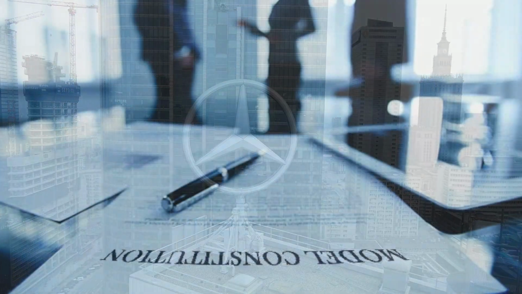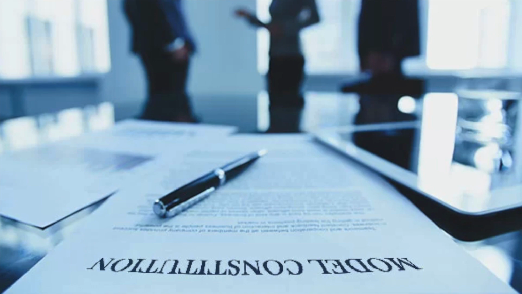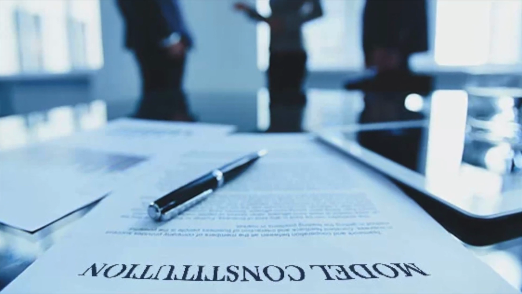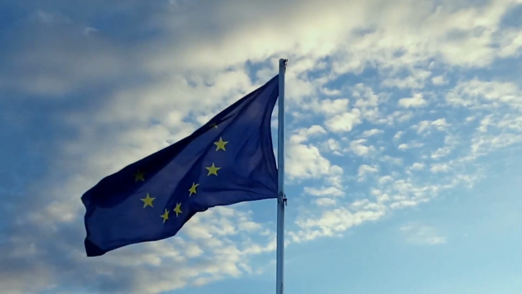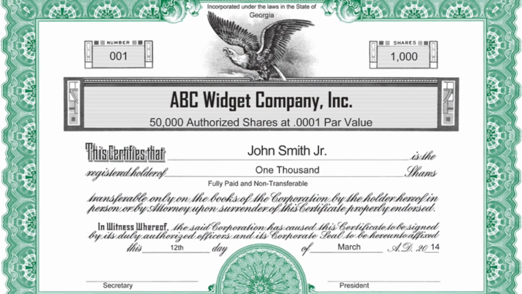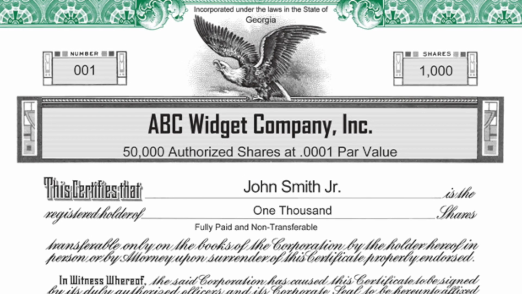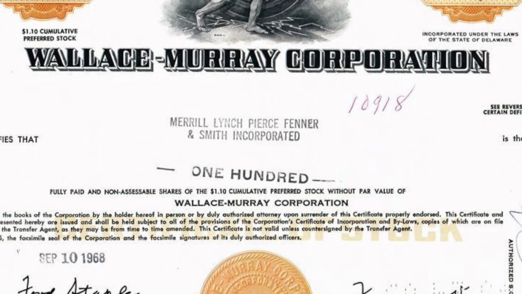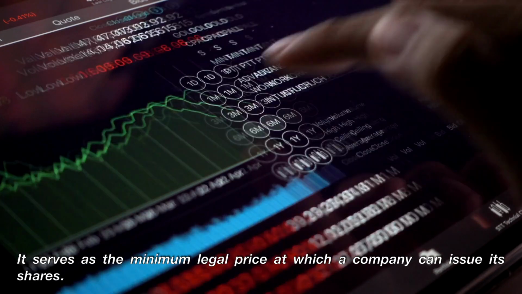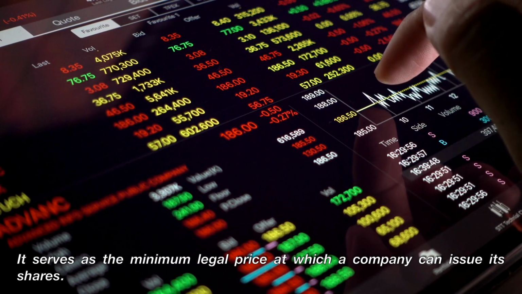This value is typically outlined in the company's constitution, articles of association, or memorandum of association, depending on the company's registered jurisdiction. In some cases, share certificates for purchased shares display the par value. If it does not, then it means that the share is of no par value. It serves as the minimum legal price at which a company can issue its shares.